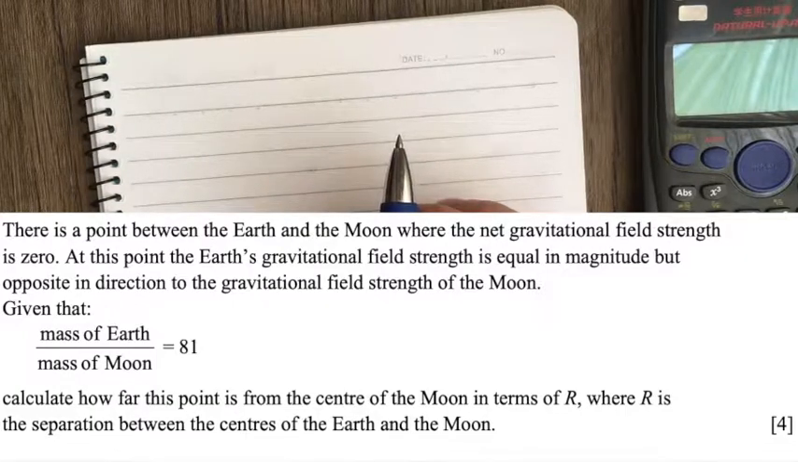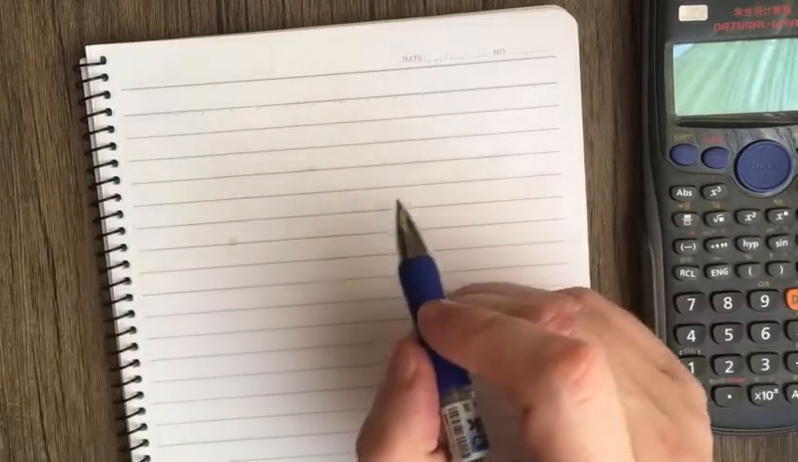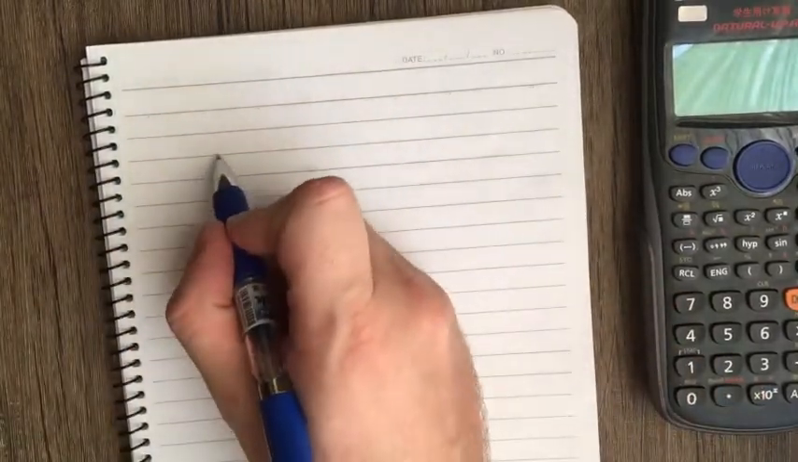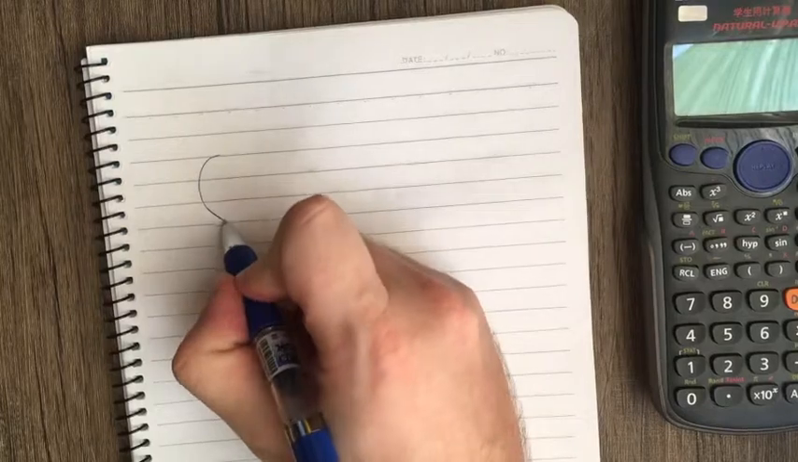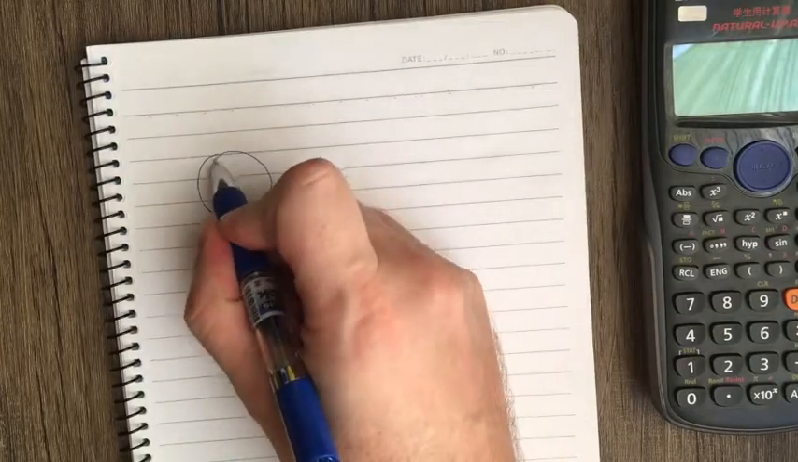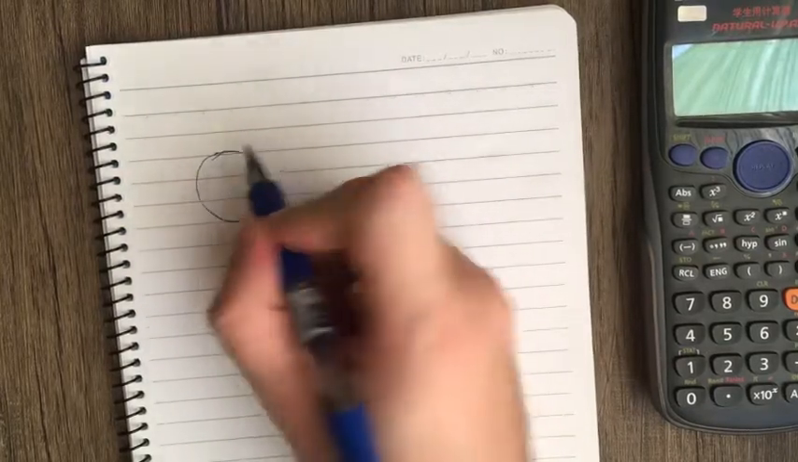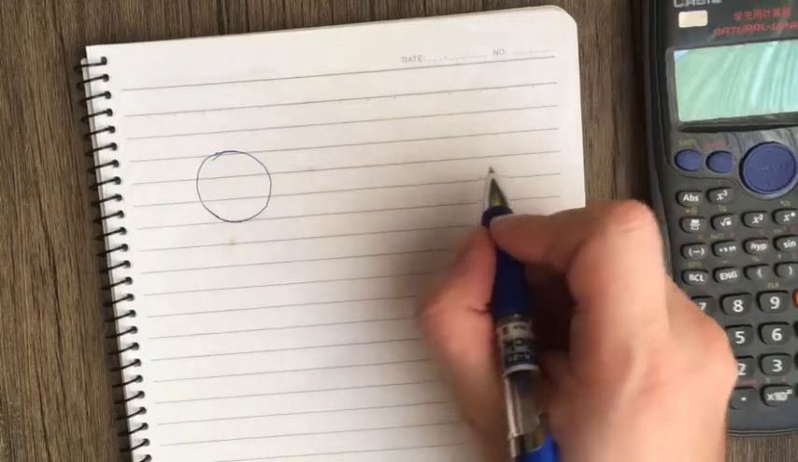So it's saying, given that mass of the Earth divided by mass of the Moon equals 81, calculate how far this point is from the center of the Moon in terms of r, where r is the separation between the center of the Earth and the center of the Moon. So it really helps us to draw a diagram first of this one to describe what we're looking for. When you've got a tricky question like this, it's going to help to draw a diagram.